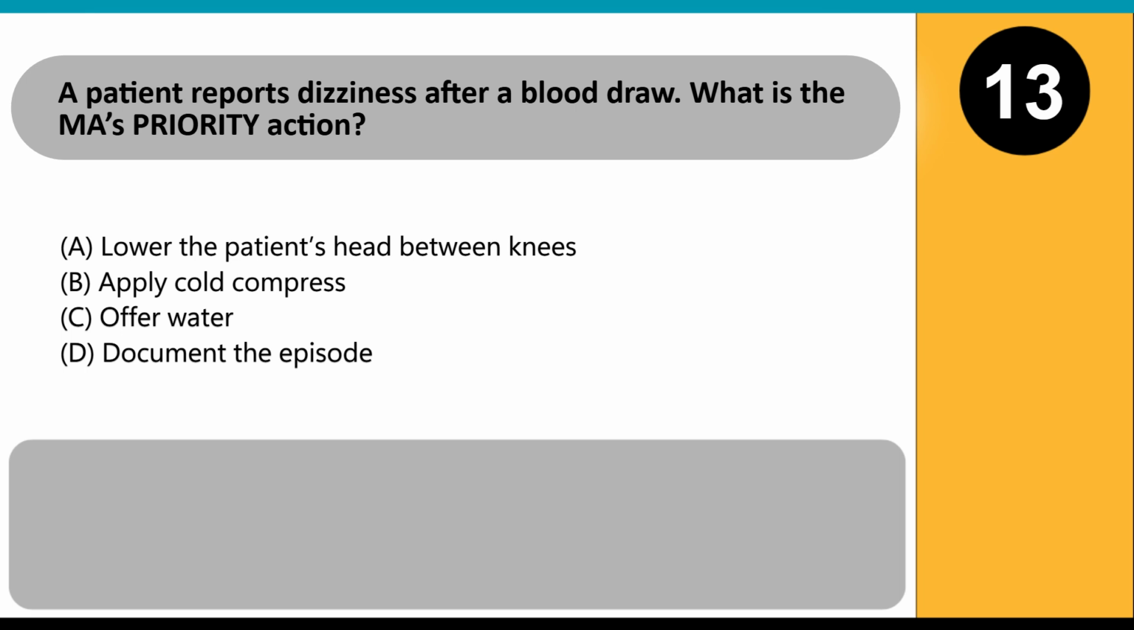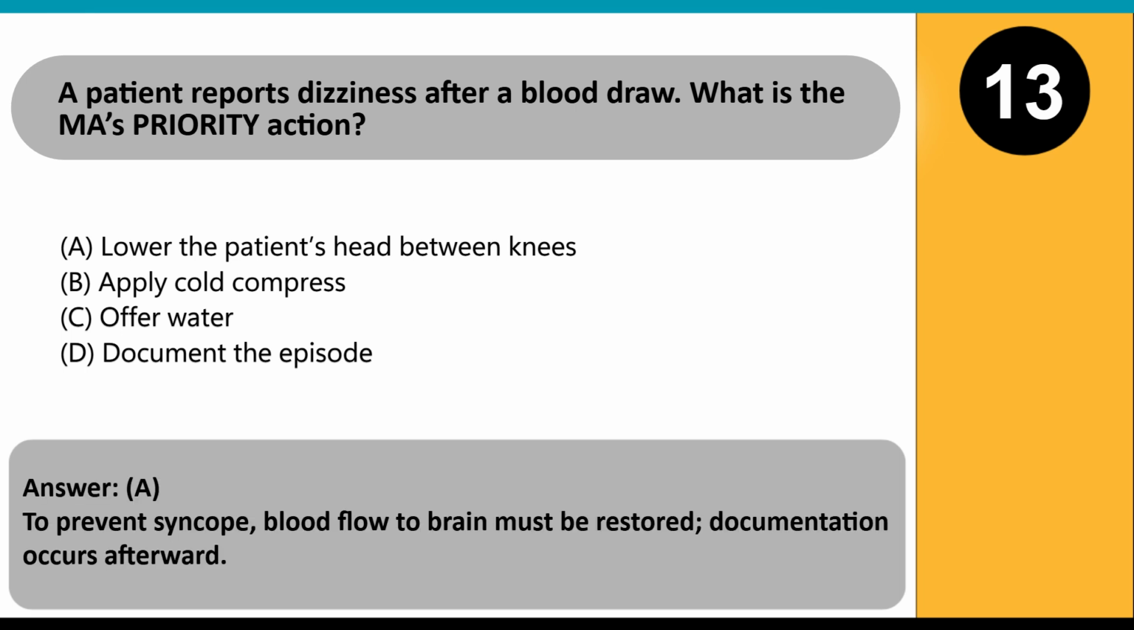What is the MA's priority action? A. Lower the patient's head between knees. B. Apply cold compress. C. Offer water. D. Document the episode. Answer: A. To prevent syncope, blood flow to brain must be restored.